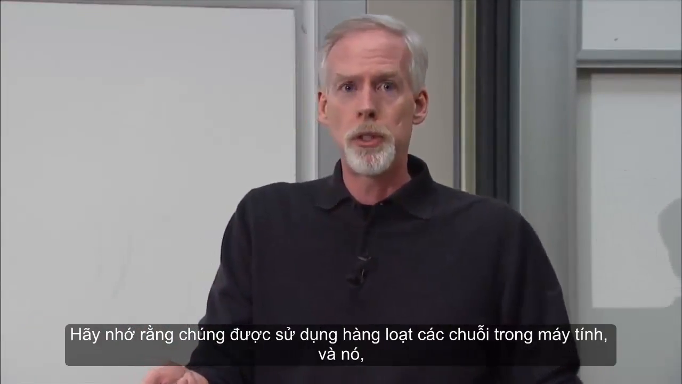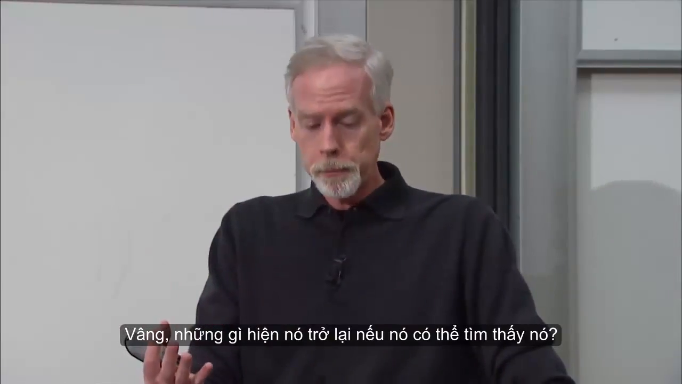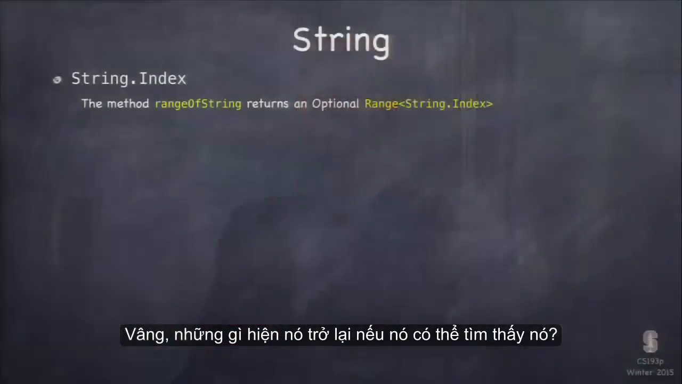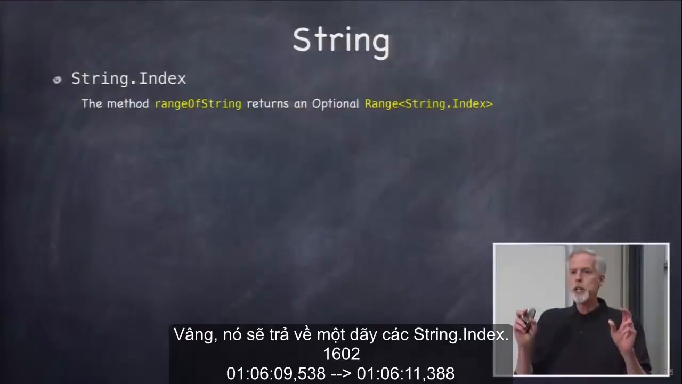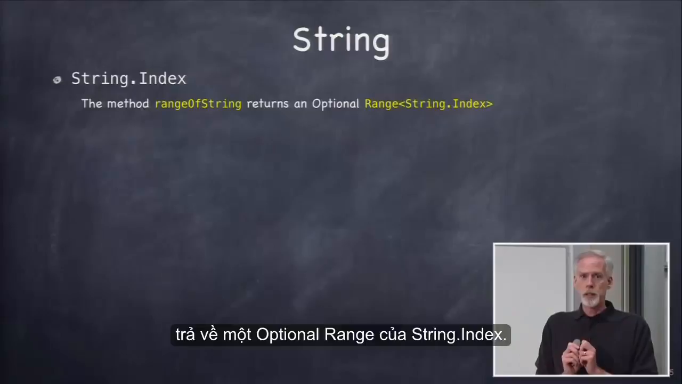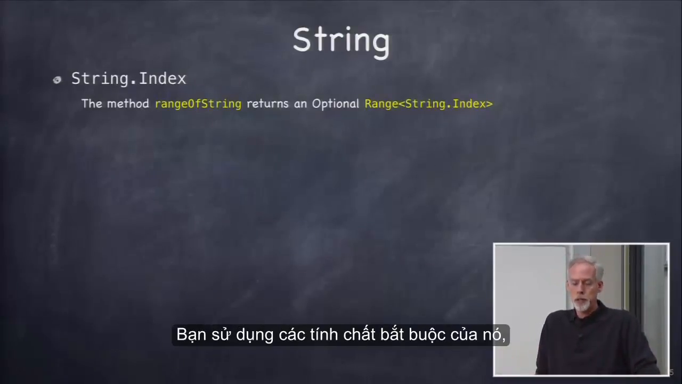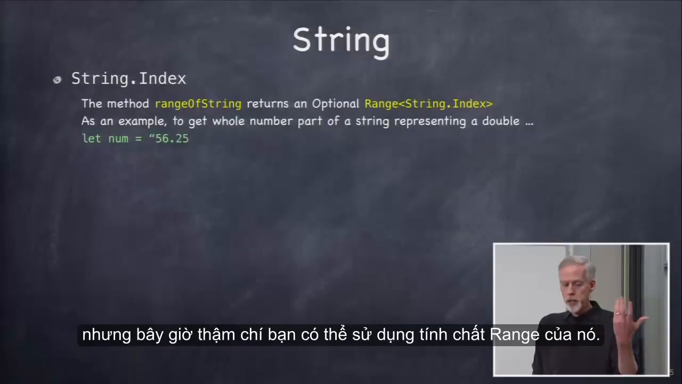Remember we used range of string in calculator, and I told you it returned nil if it couldn't find it. Well, what does it return if it could find it? It returns a range of string.index. Actually, it returns an optional range of string.index. That's how, if you used it for your assignment, that's how you used it. You used the optional nature of it, but now you could even use the range nature of it.